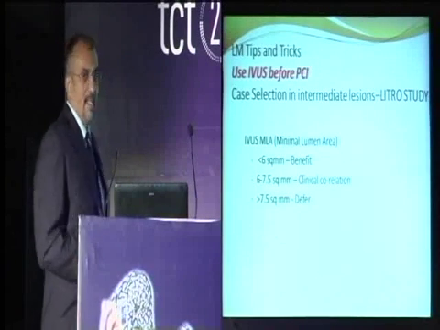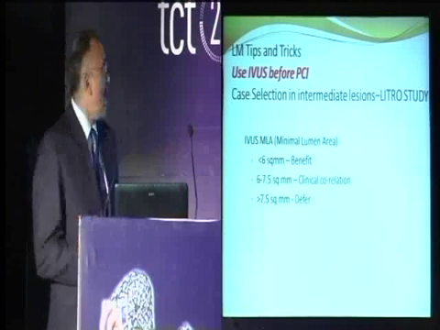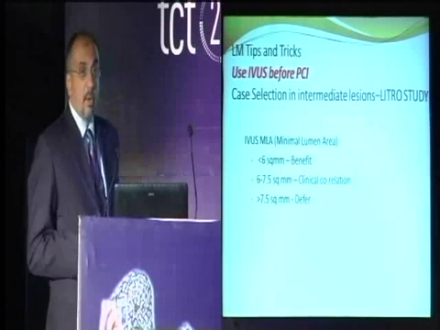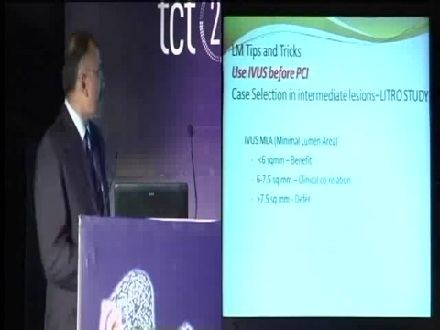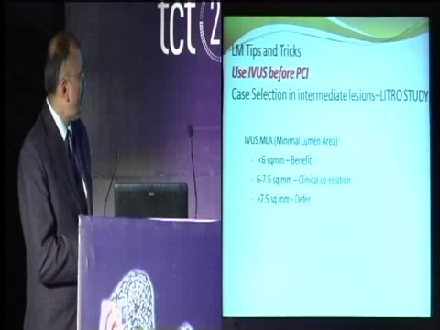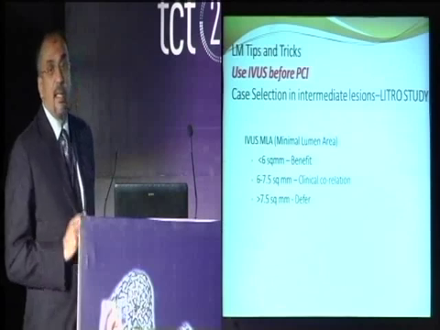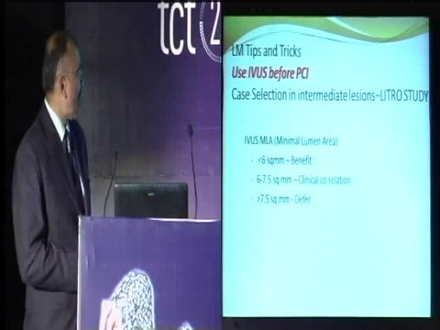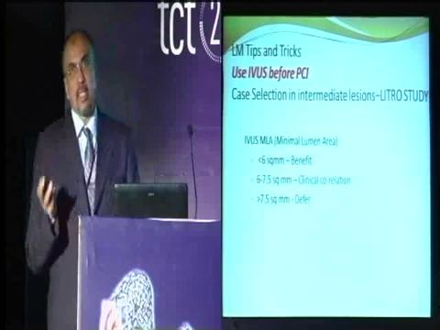Now, IVUS. Before we got our IVUS machine, we were doing angioplasty, but after we got our IVUS going, it's very important to realize there are some patients where you can avoid angioplasty. The literature study showed a minimal luminal area of less than 6 had benefit. Between 6 and 7.5, questionable; more than 7.5, clearly defer. This has been challenged now.